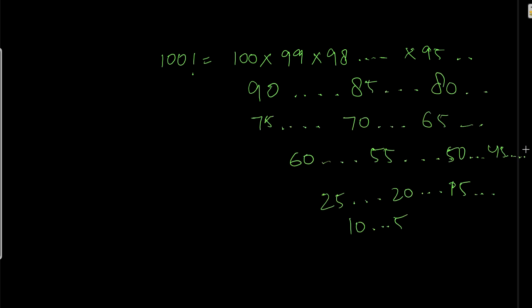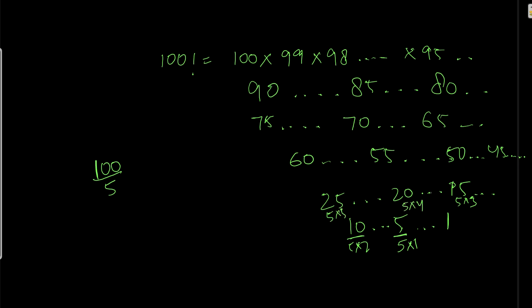For calculating 100 factorial, this will be somewhat 100 into 99 into 98 into 95, 90, 85, somewhat this number up to 1. So here we are calculating the occurrence of 5, which will be 5 into 1, 5 into 2, 5 into 3. So if we calculate by 100 by 5, here we are getting all the occurrences of 5.